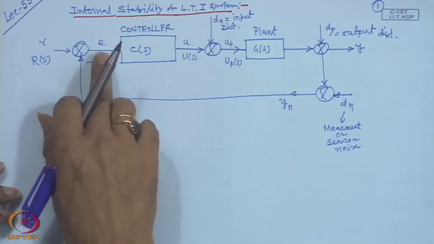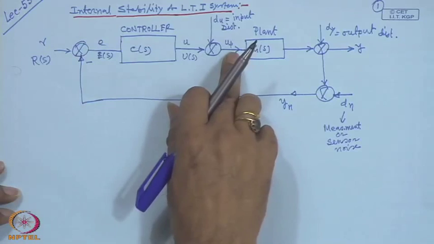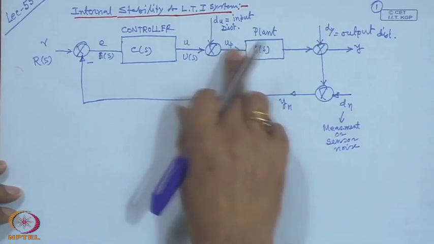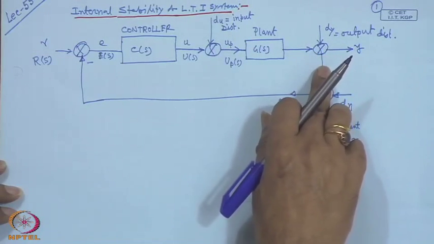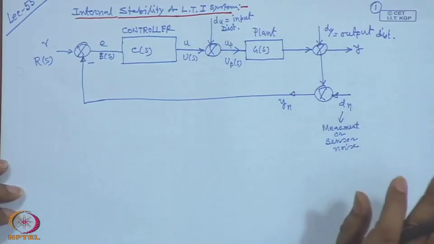So how many outputs are there? This summer output E, this summer output up, and this summer output y, and this summer output yn. Again we have four outputs.